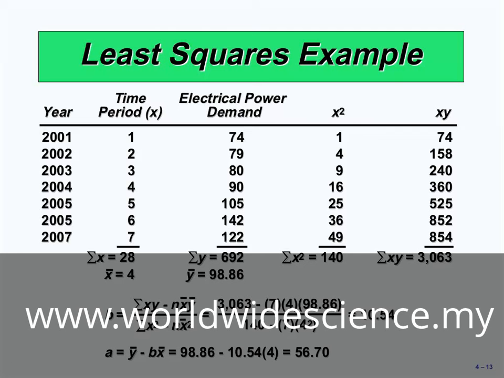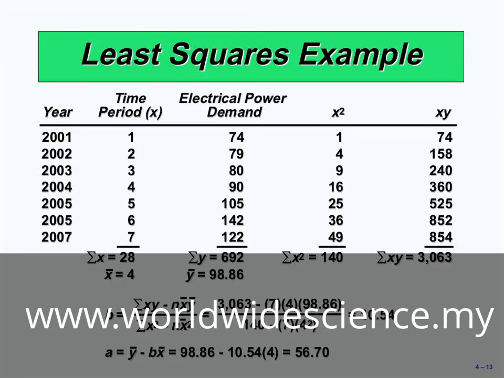1 plus 2 produces 3. 3 plus 3 is 6. 6 plus 4 produces 10. 10 plus 5 produces 15. 15 plus 6 produces 21, and 21 plus 7 produces at the end 28. It is sigma X. Sigma X divided by 7 is X bar.